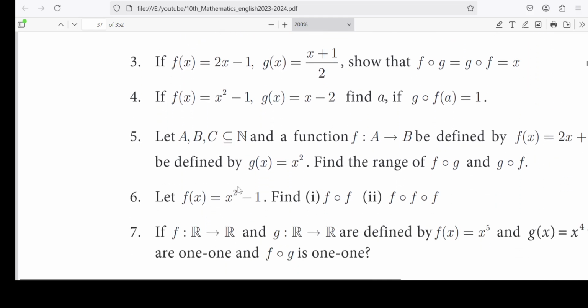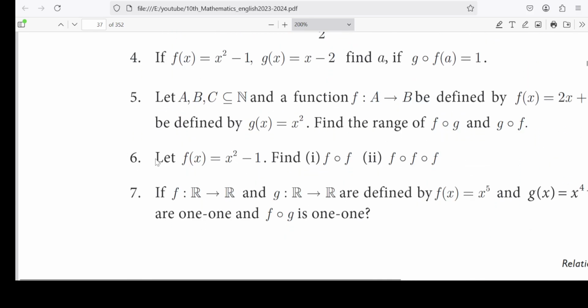Now we can see the question number 6. Let f of x equals x square minus 1. Find f of f and f of f. In this question, what is given? F of x is given. We need to find out f of f, and one more question is there, that is f of f.